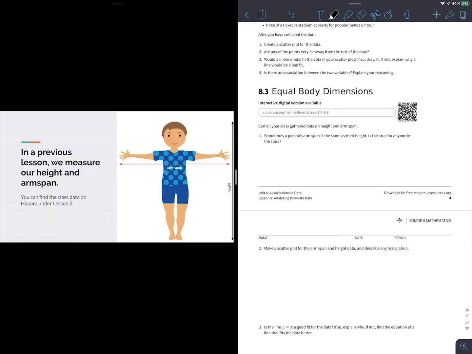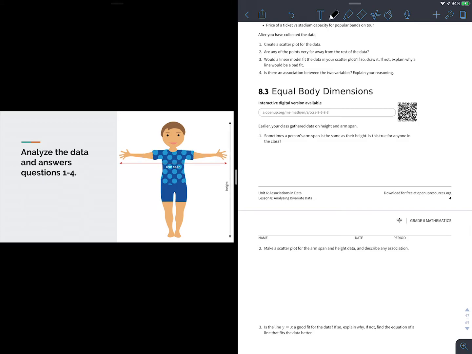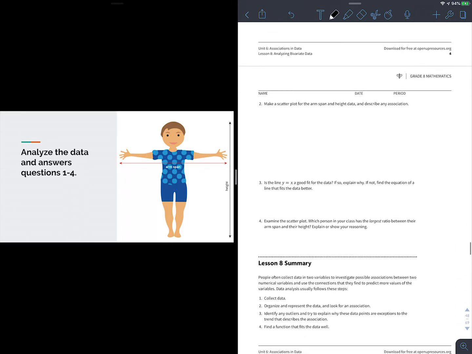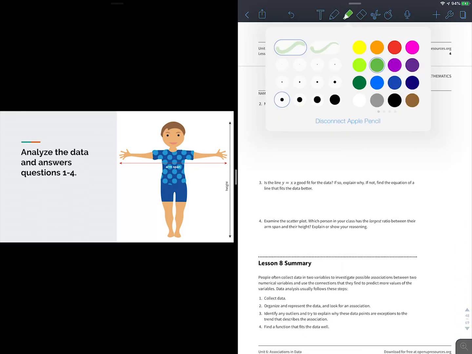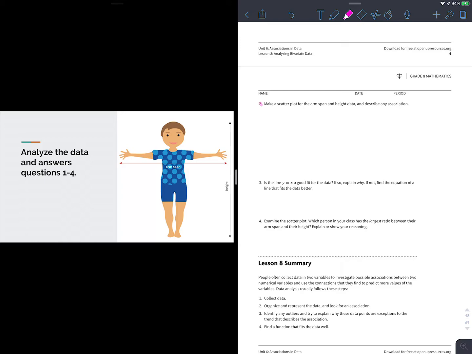So we talked about measuring arm span, we did height, we took hand span, we did our birthdays in terms of months, and that data has already been collected. My students can find that on Hapara under the lesson 2 card for your class. So you're going to use that data and you're actually going to create a scatter plot. And this is going to be some really tedious work. It's going to take you a minute. I actually created scatter plots already for both of my classes, which I'll share in a moment.